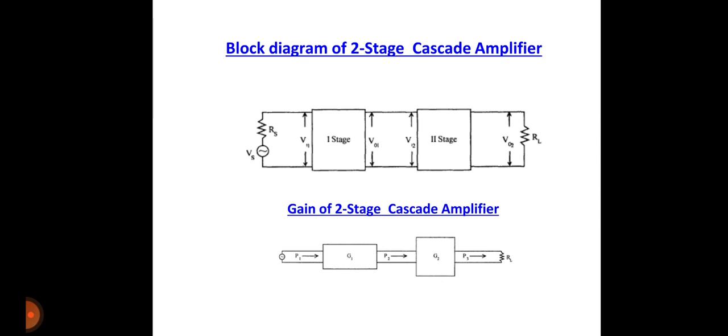Gain of a two-stage cascade amplifier. Let the first stage gain be G1 and the second stage gain be G2. Similarly, the power of the input stage is P1. Next, the output power of stage 1 is the input of the second stage, denoted by P2, and the output of the second stage, or the overall output, is P3.